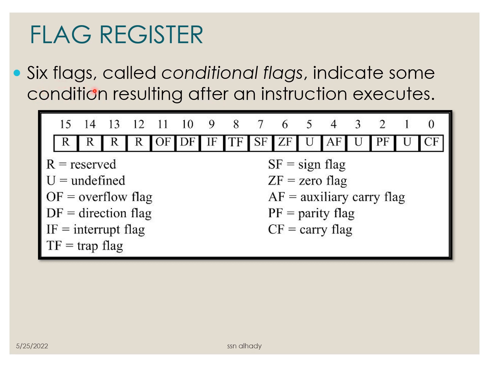Okay, six flags are called conditional flags, which indicate some condition resulting after an instruction has been executed. We are going to look at them in detail later on. Okay, these are the six flags: CF is carry, PF is parity, AF is auxiliary carry, ZF is zero, SF is sign, and then we have OF, the overflow flag.